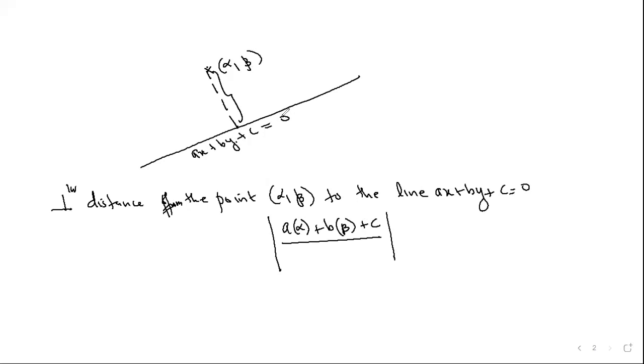Answer will not be 0. Why will the answer not be 0? Because the point is not on the line. If the point was on the line, your answer would have been 0. Since the point is outside the line, this answer will not be 0.